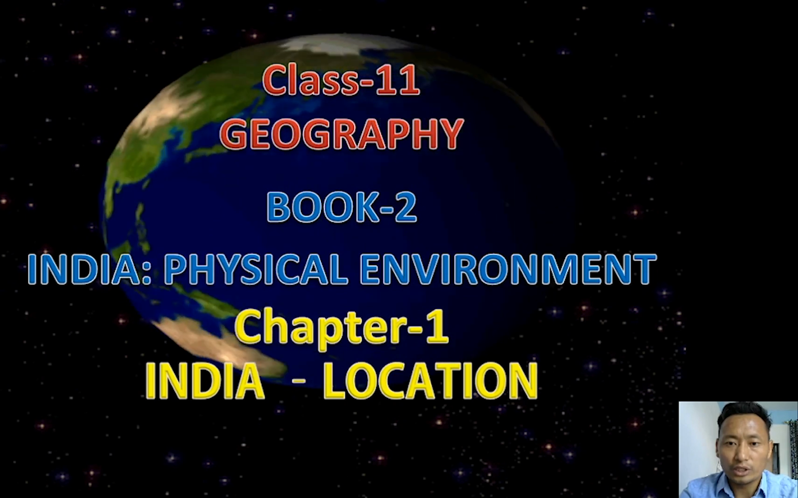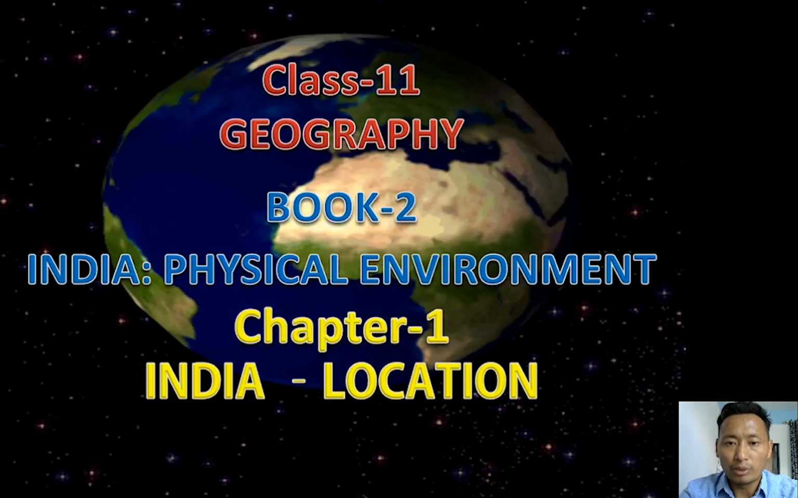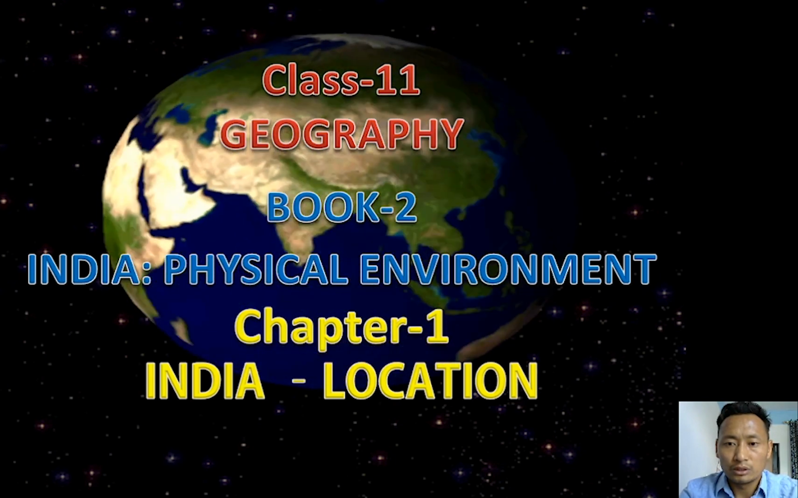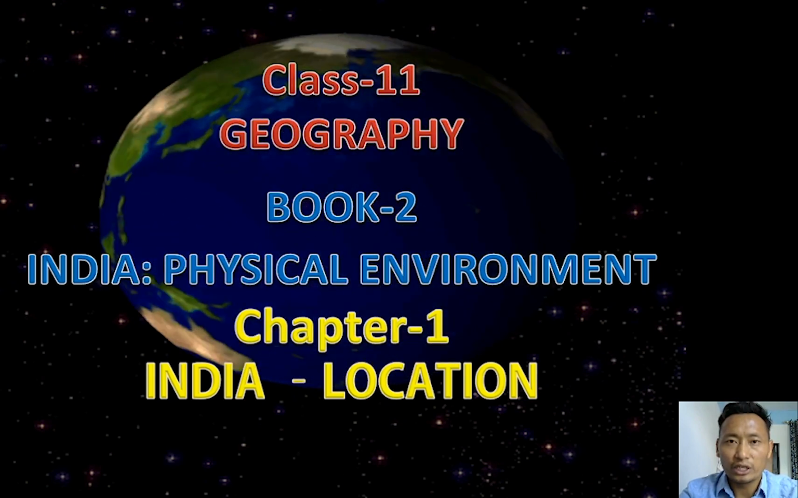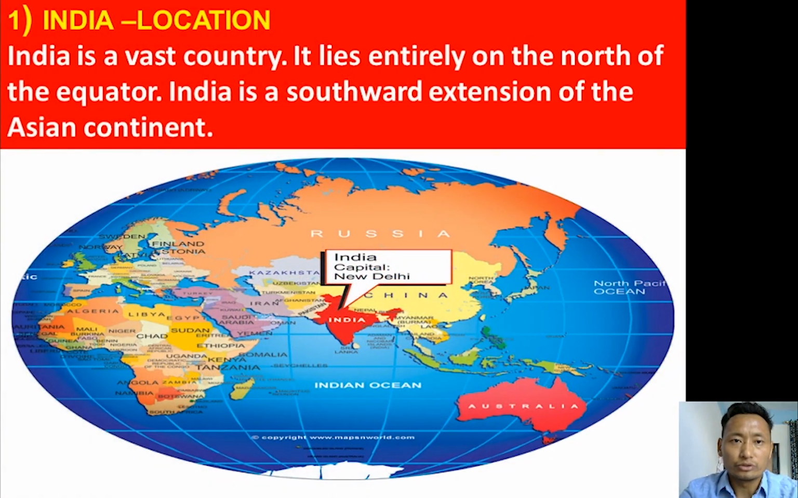So in this class, we are going to learn about chapter number 1. The name of the chapter is India Location. India is a vast country. Here, vast means big, very large or huge, in terms of area in square kilometers. India in terms of area is a very big country.